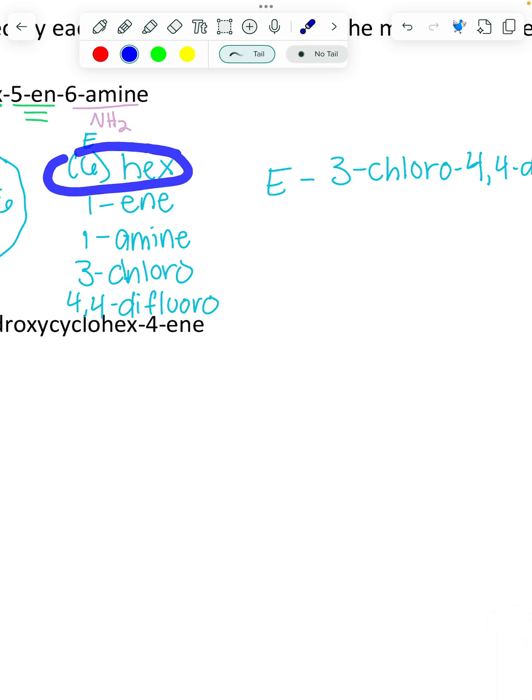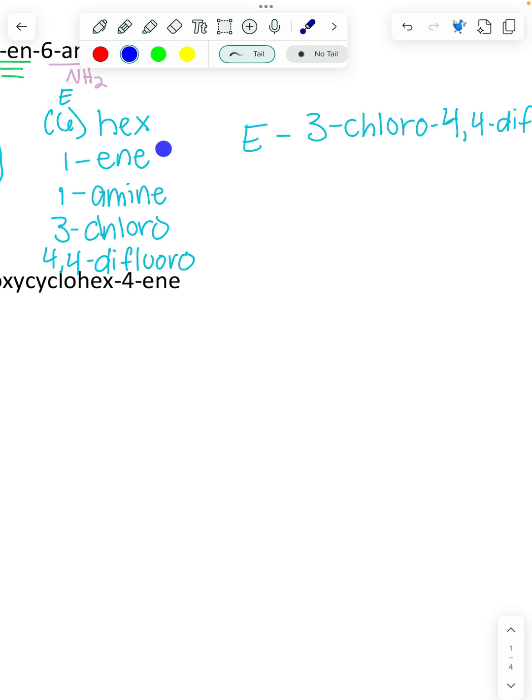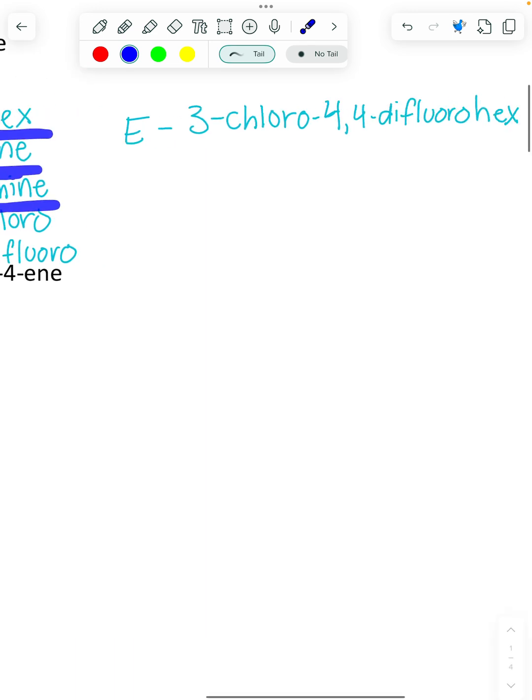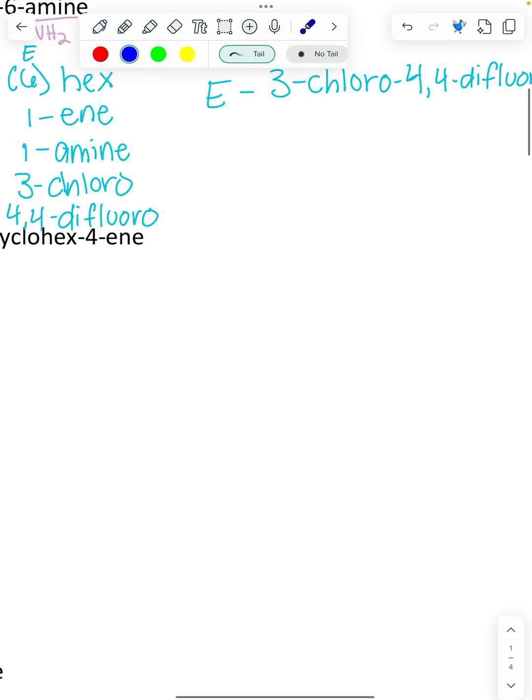Hex then comes next. And then to determine which one's up the priority group after the hex, it's going to come ENE and then the amine. Now, because ENE ends with a vowel and amine starts with a vowel, we're just going to take that end E off, and it's just going to stay EN, and then we're going to add that one amine.